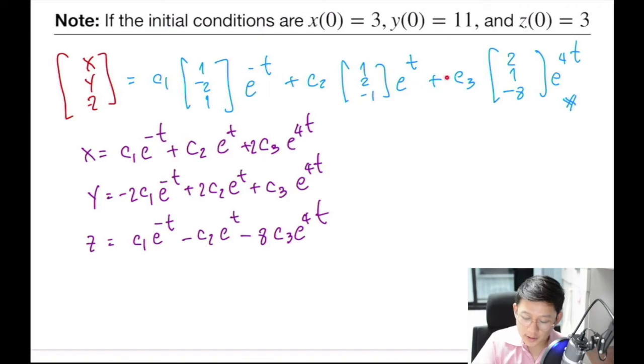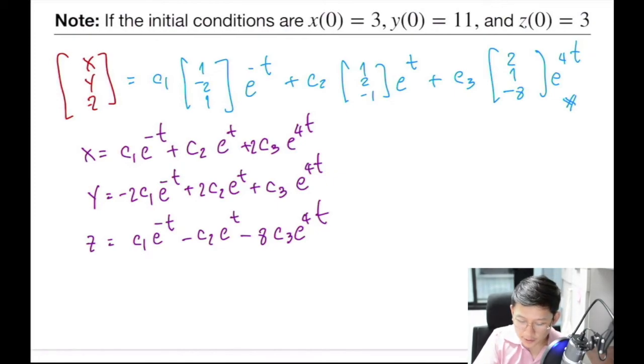And similarly is 2c3 e to the 4t, which is this guy. So this is the regular form of the solution. In the exam, you don't need to write down the regular form. It's not necessary, but it's good to know how to write down the regular form. And next, if we want to find the constants c1, c2, c3, we just need to apply this condition.